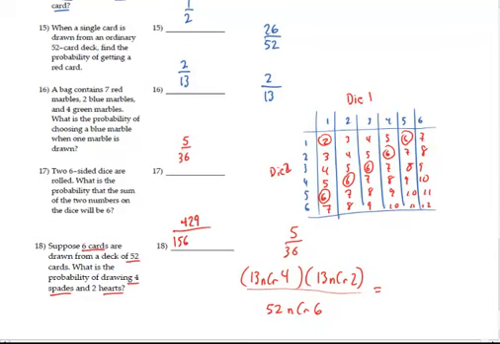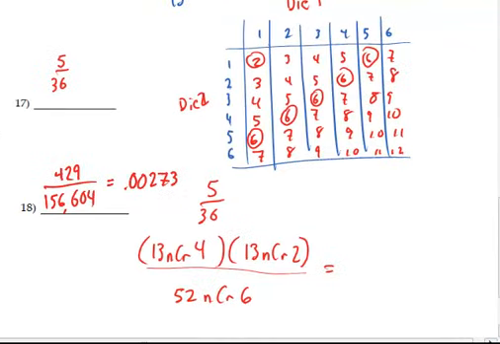And that should give you 429 over 156,604, which should give you a probability, a decimal at least, of 0.00273, that would be 0.273%. Just be careful when you use your calculator to plug in the right values.